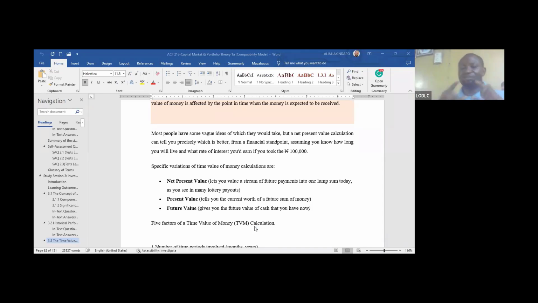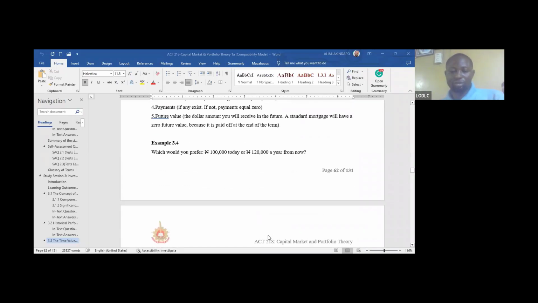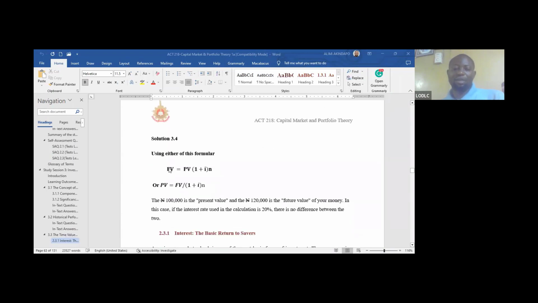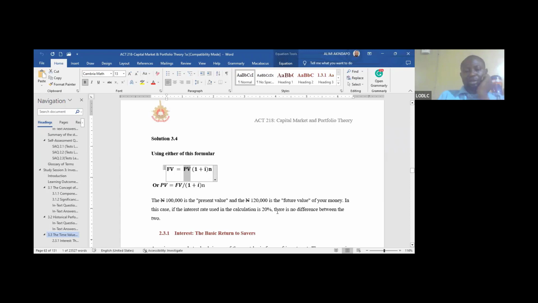I will give you a simple formula to showcase this. So look at this formula. Future value is present value times bracket 1 plus rate raised to power n. You can make present value the subject of the formula. If present value is the subject of the formula here, your present value will now be future value over 1 plus i, where i is the rate, raised to power n. So that is that.